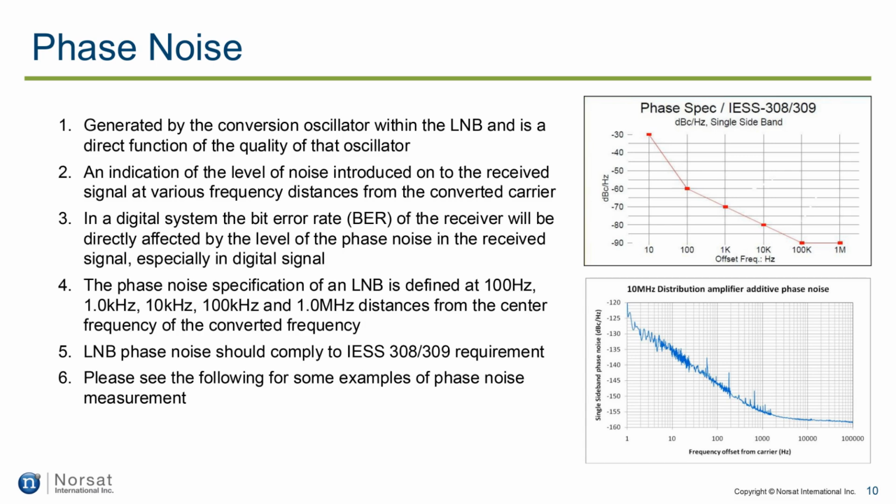The phase noise specification of an LNB is mostly expressed at 100 Hz, 1 kHz, 10 kHz, 100 kHz, and up to 1 MHz distance from the carrier frequency of the converted frequency. LNB phase noise should comply with the IESS 308/309 requirement.